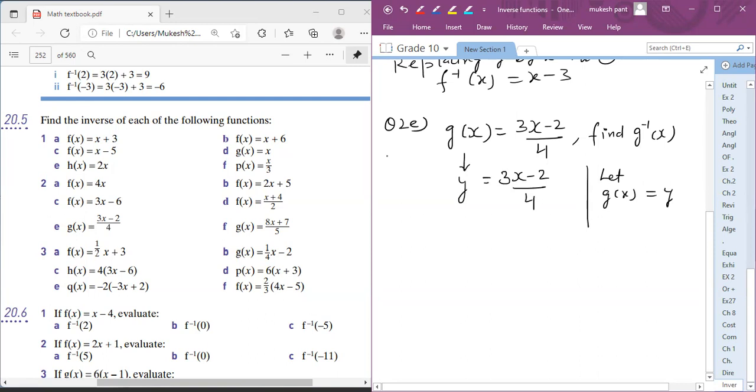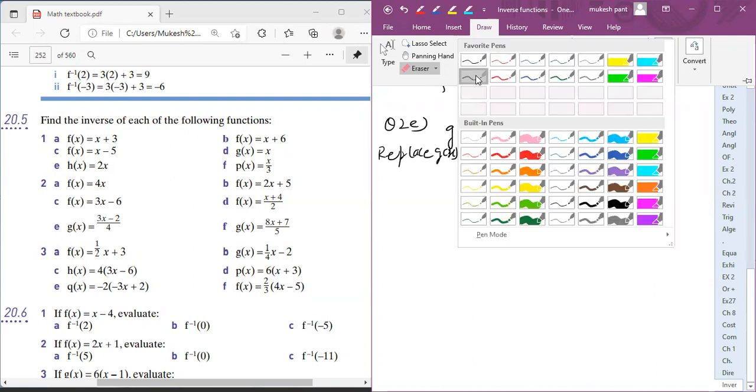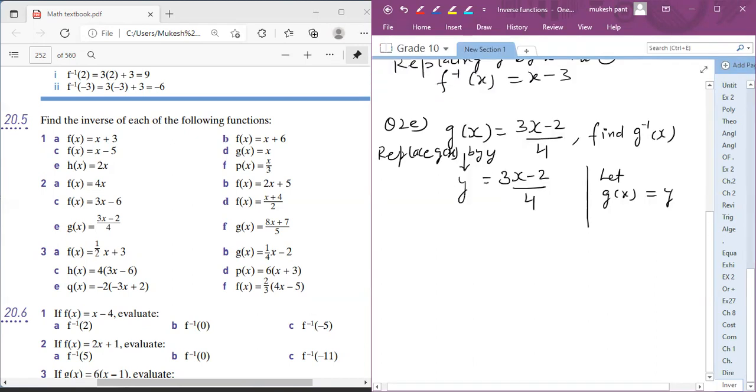So the first step I'm writing here: replace g(x) by y. Okay, I have written it, right. Now we have y here and x here. So what do we have to do? We have to make x the subject. In this one, y is the subject, but we have to change the subject from y to x. So we simplify this one.